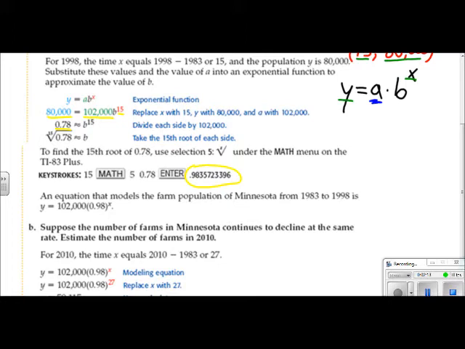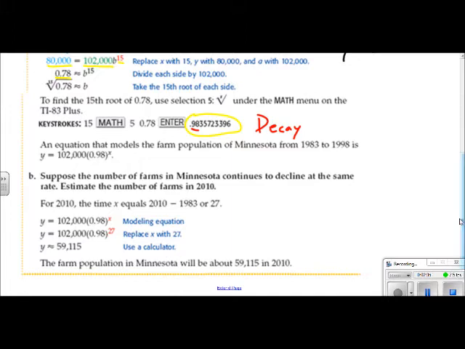Now, is this going to be exponential growth or decay? Well, in this case, it's going to be decay, because 0.98 is less than 1. It's in between 0 and 1. So it means over time, the number of farms in Minnesota is getting smaller. So the equation that's going to model this is y equals 102,000 times 0.98 to the x. Our initial value, 102,000, times our growth, or that base, of 0.98, which means it's actually getting smaller. That's our decay value, to the power of x equals our y.